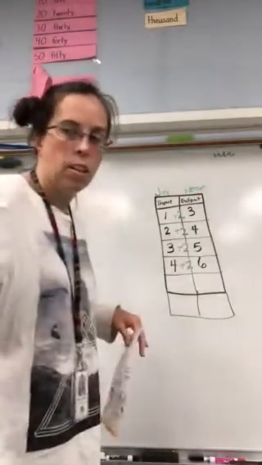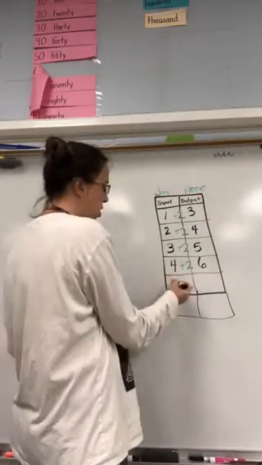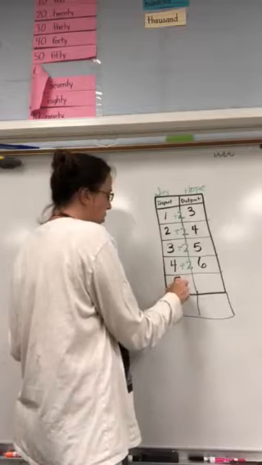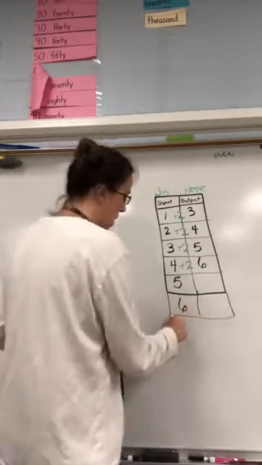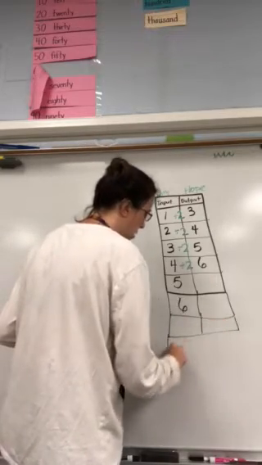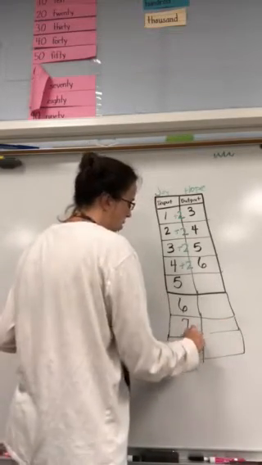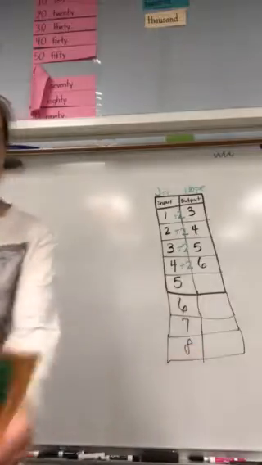Okay? Now, let's look at this. Here's Joy when Joy is 5. Joy is going to be 6. And it says 8, so I'm going to have to add a few more down here to the bottom. 7 and then 8. Okay?